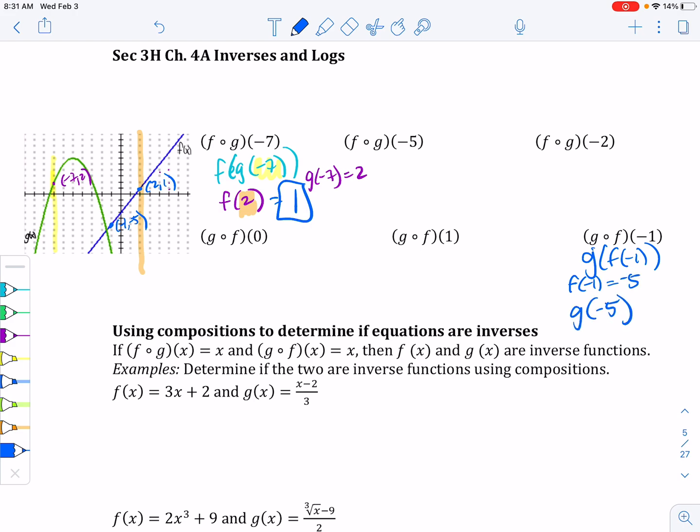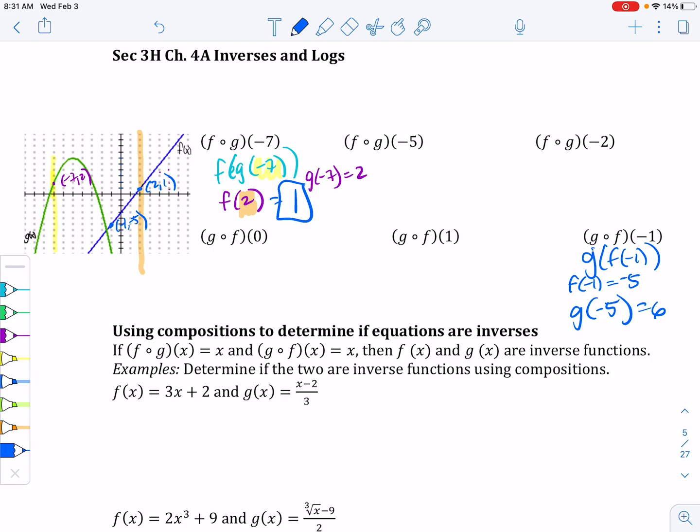So now we're going to find what g of negative 5 is. Well, if we go to negative 5, 1, 2, 3, 4, 5, g of negative 5, that's this one. So we go up to here, and that gives us 1, 2, 3, 4, 5, 6. So g of negative 5 is 6. Let's make sure I counted right. 1, 2, 3, 4, 5, 6. Yes. So g of negative 5 is 6.